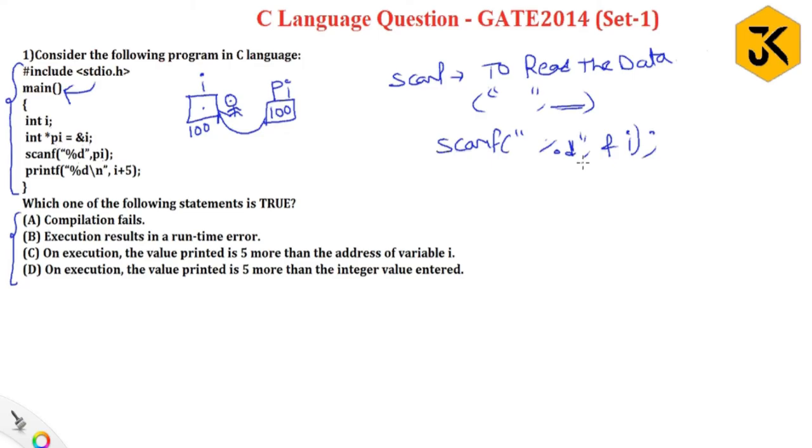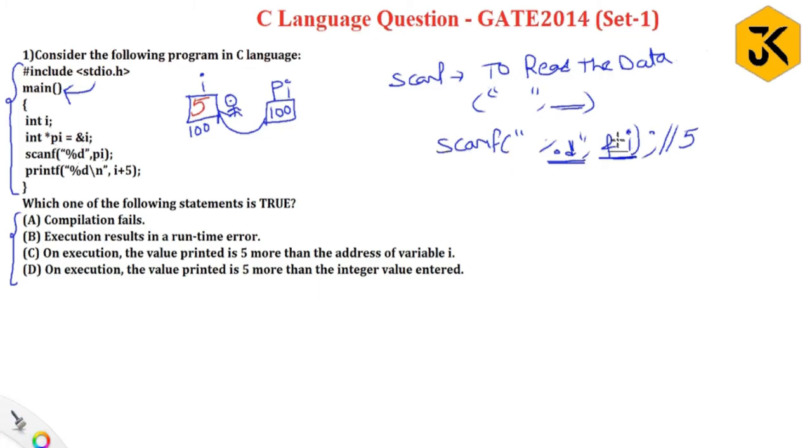The meaning of the statement is that we are going to read some data from the user of integer data type, and that I am going to store at the address of i. Whatever data I read, I am going to store in the address of the variable i. If I read like this, what will happen? For example, I have entered the value 5, then 5 will be stored at the location i.